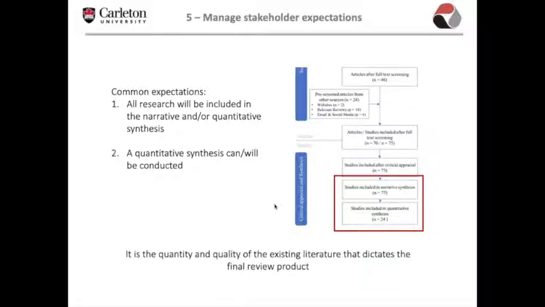From the beginning and throughout the review, it will be important to remind stakeholders that ultimately it is the quantity and quality of the existing literature that dictates the final review product. An approach that we are using to help set and manage expectations is to provide training in the form of workshops for the commissioners to introduce the role of systematic reviews in evidence-based management and to familiarize them with the steps in the systematic review process by explaining what each of these steps involves and why it is important. Ideally, this happens at the very beginning of the process.